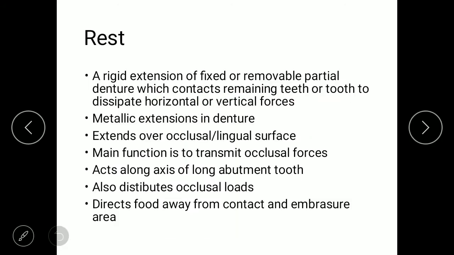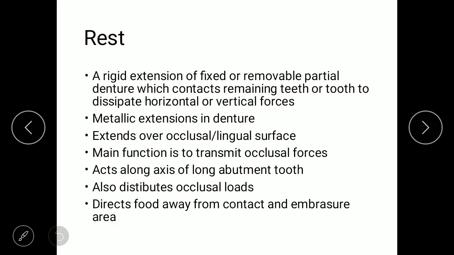The next one is rest. According to GPT, it is defined as a rigid extension of a fixed or removable partial denture which contacts a remaining tooth to dissipate the horizontal or vertical forces. Clearly understand it. It is a metallic extension in the denture area. It also extends over the occlusal or lingual surface.